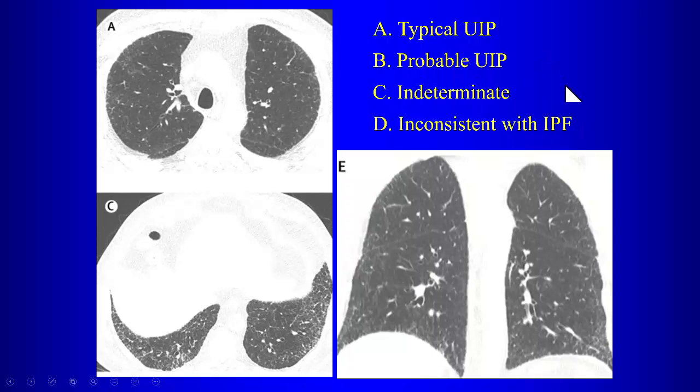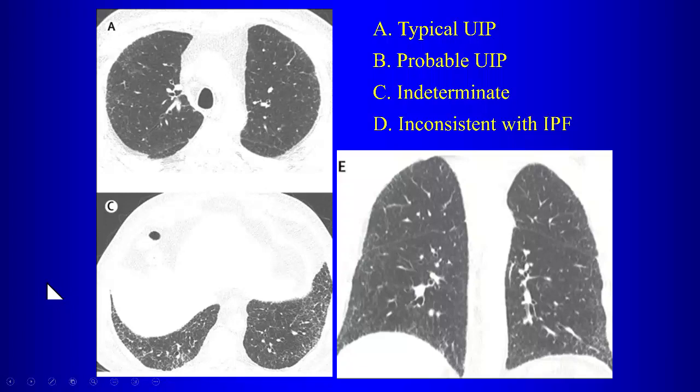We have some interstitial opacities, reticular opacities. Right, you have reticular opacities, and the distribution is predominantly in the bases, but we also see peripheral. Yeah, it's that peripheral distribution of reticular opacities, and we also have some traction bronchiectasis. So there is some evidence of fibrosis here.